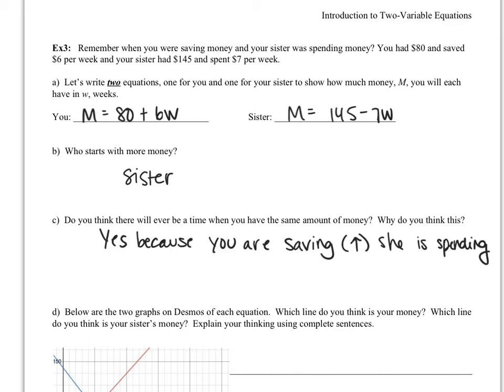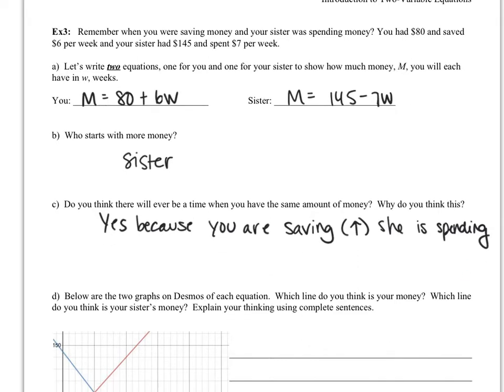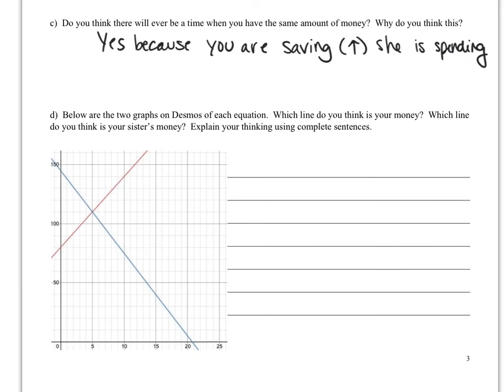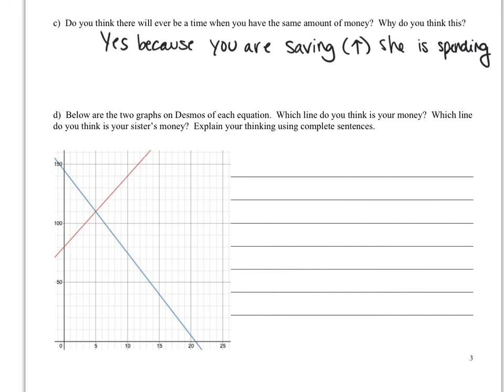So my thinking was that yes, at some point we'll have the same amounts of money because you are saving, your money is going up, while she is spending, which means her money is going down. Now let's look at this graphically. Below are the two graphs both graphed on Desmos. One's the red line, one's the blue line.